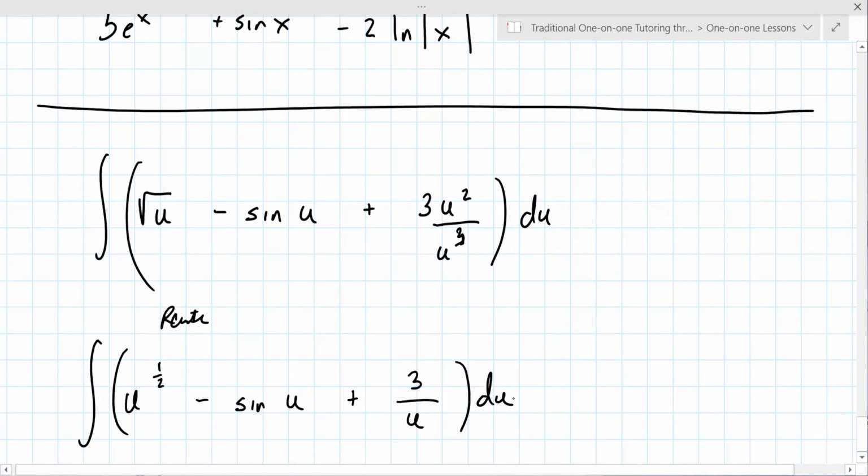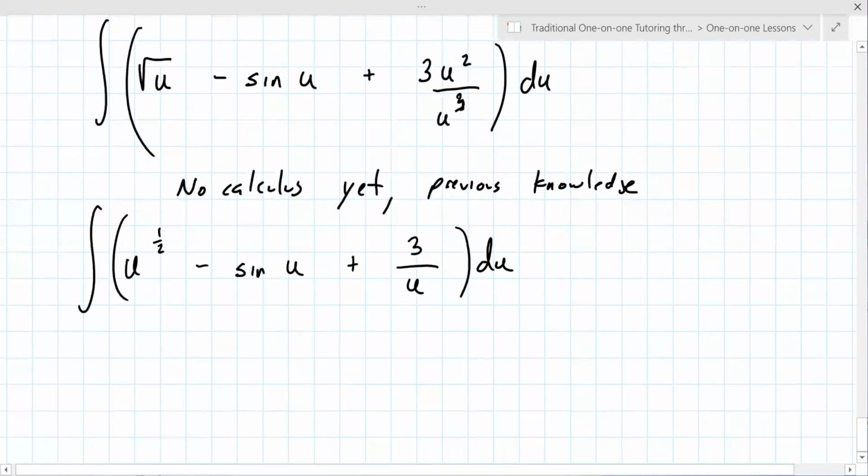3 over u. Yes. So just to be clear, there's no calculus yet. This is all previous knowledge. Now you can use your calculus at this step.